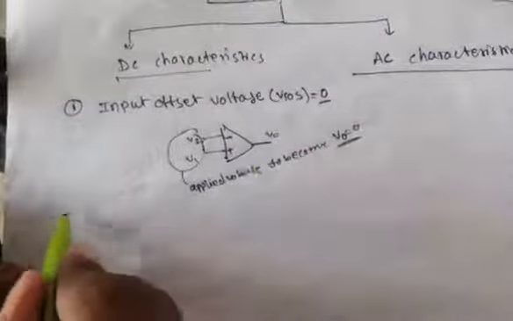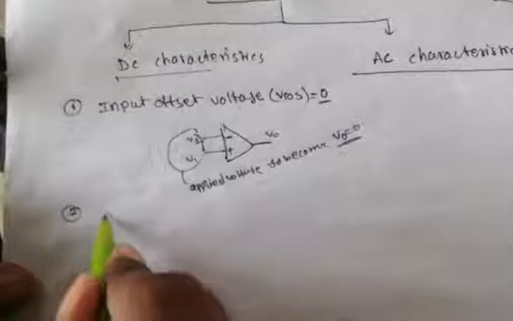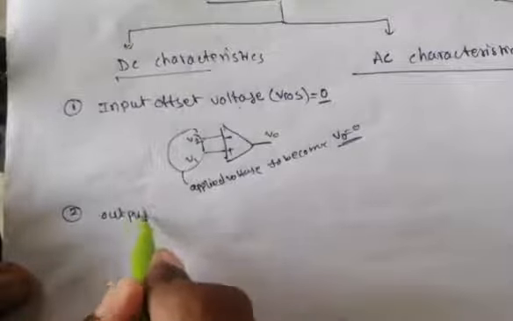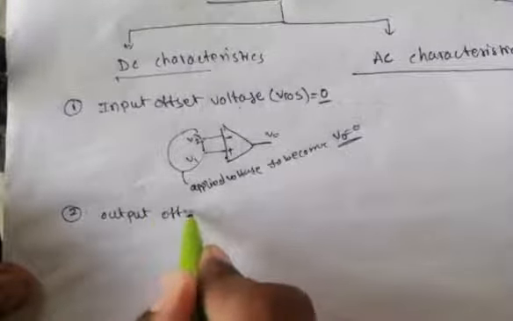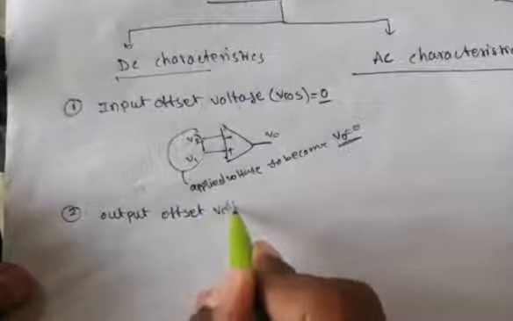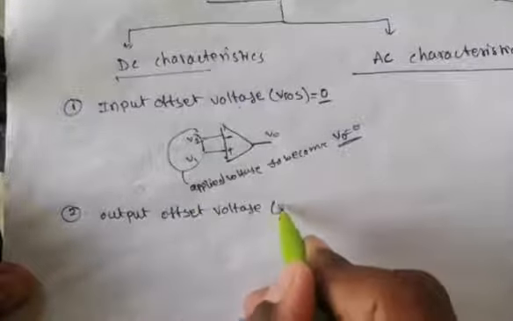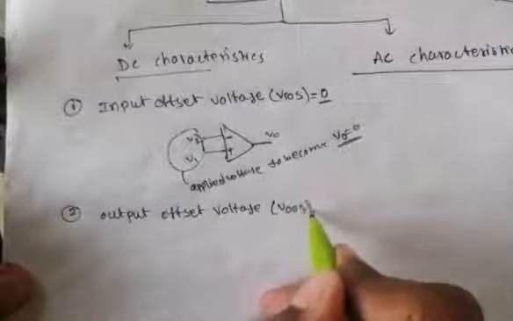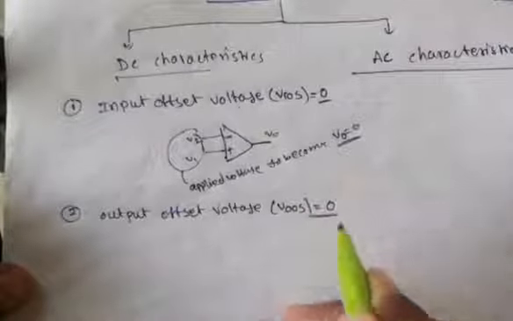It is the reverse process. The second one we will discuss is output offset voltage. This output offset voltage is called VOOS. This value should be 0.